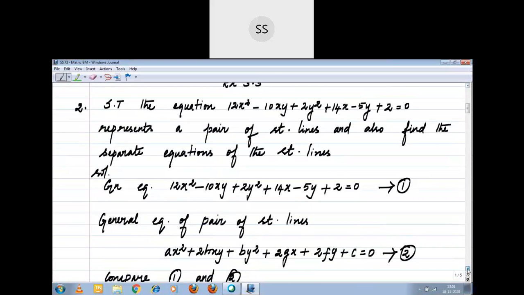First you write the given equation, right? The given equation you have to write. That is equation number 1 you should represent. Then the general equation of a pair of straight lines, that is ax² + 2hxy + by² + 2gx + 2fy + c = 0. This one you should consider as Roman numeral 1, and this as Roman numeral 2.